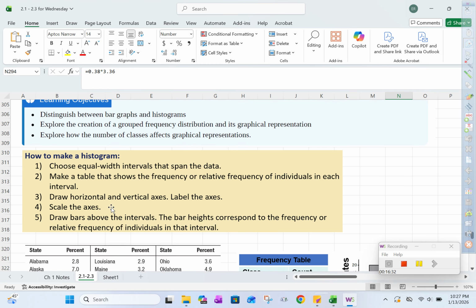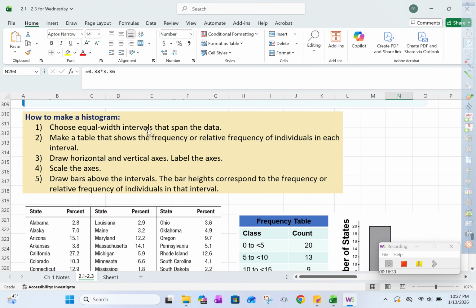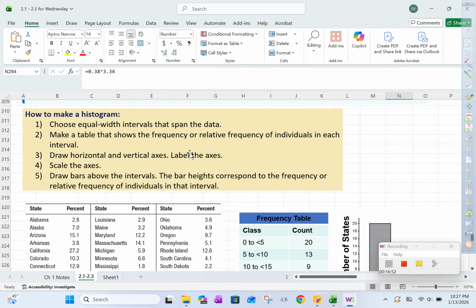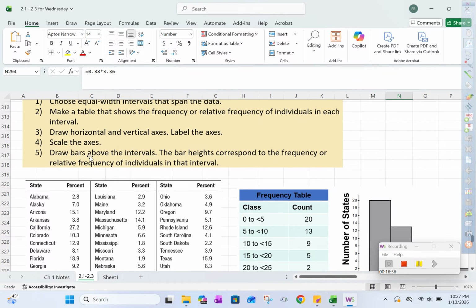So first of all, we're going to choose the intervals that cover the data. And that usually means knowing what the minimum and the maximum are and picking a good number to count by. Then, with that information, we're going to make a table of frequency or relative frequency, depending on what we're working with. And then we will draw our picture with our labels, and then add our scale, and mark our different intervals to represent those frequencies that we got from our table.